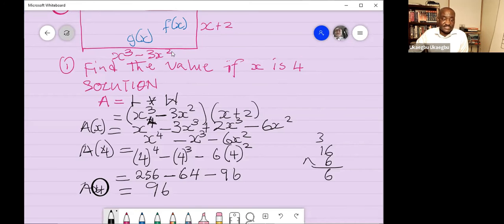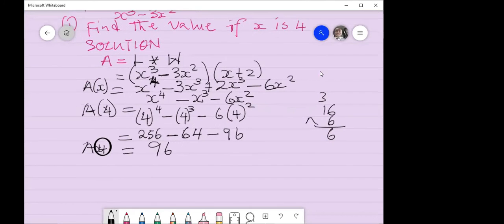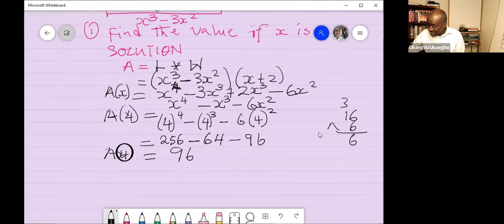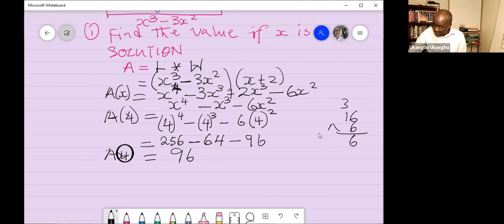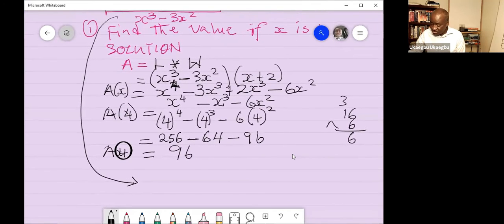Let me experiment something now and tell you exactly what I mean. Let's work on this one. This is actually a good exercise now. Let's try various values of x.